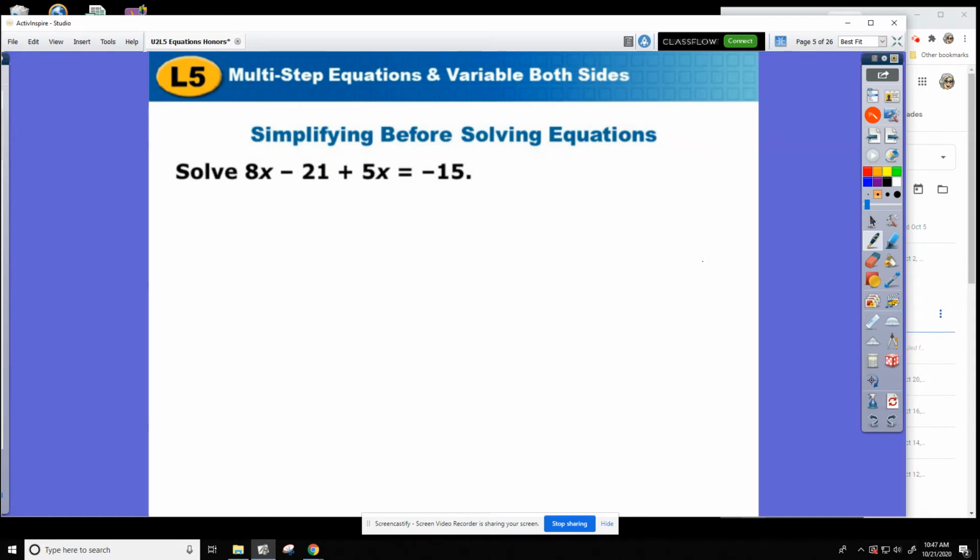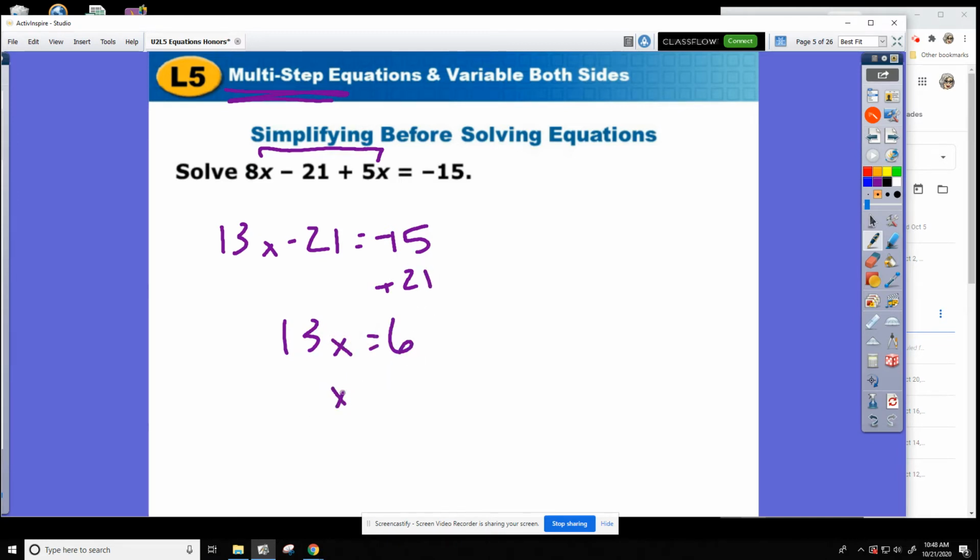Now, before we do multi-step or the variable both sides, this would be considered actually a multi-step right here. This is a multi-step because we have to do a simplifying before we solve. Now, there's so many things here. So we got to look at the left side. What can I combine? I could combine these two and I get 13x minus 21 equals -15. Now, I could do the 2 steps. Add 21. Oops, I clicked. Where's my 1? And then divide by 13.